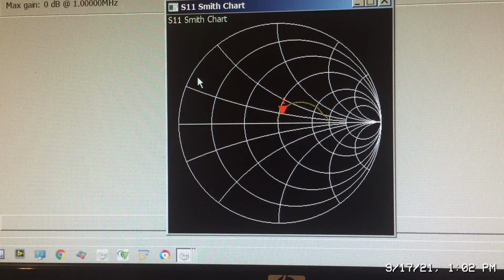Okay, so now I'm going to keep that on 10 megahertz, and we'll go ahead and switch this over and take a look at what happens when we add capacitive reactance.